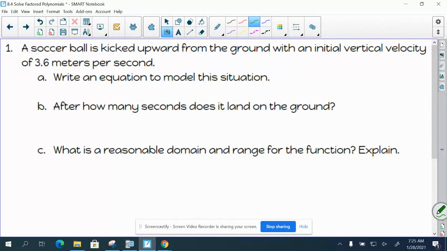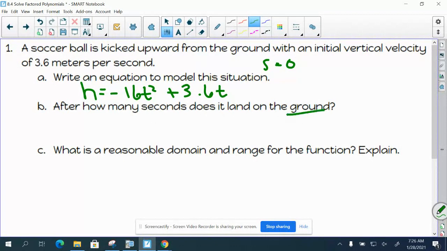A soccer ball is kicked upward from the ground with an initial velocity of 3.6 meters. So for this one, the equation would be h equals negative 16t squared. This part will always stay the same, plus the velocity is 3.6, so 3.6t. And then it's being kicked from the ground, so s is going to be 0, so we're not going to have anything at the end. After how many seconds does it land on the ground?